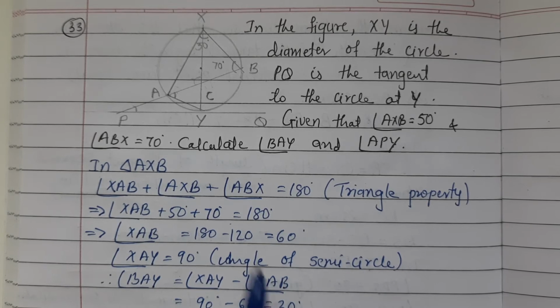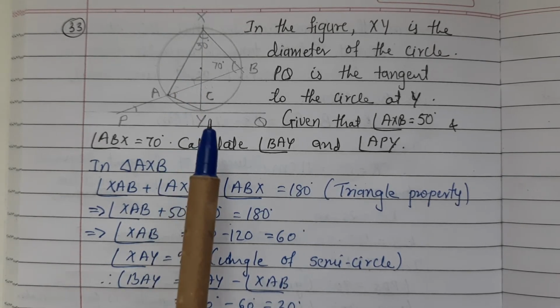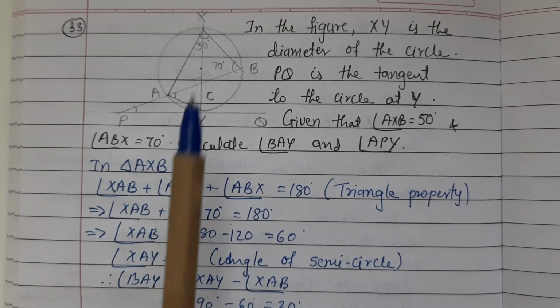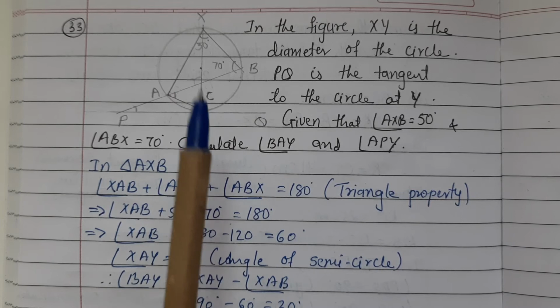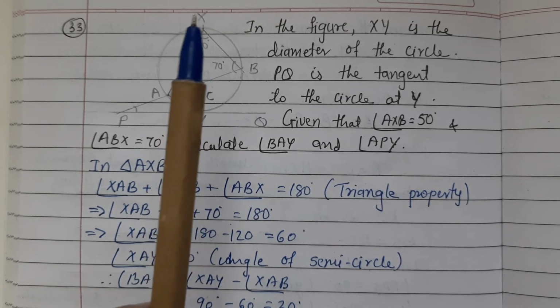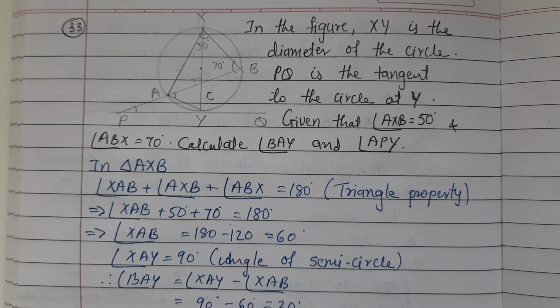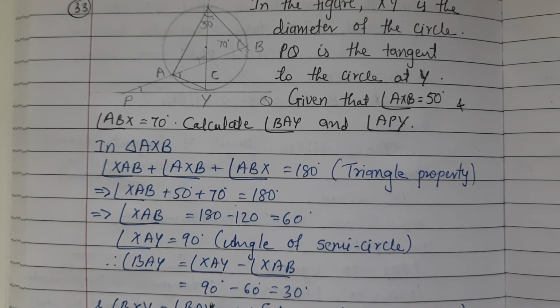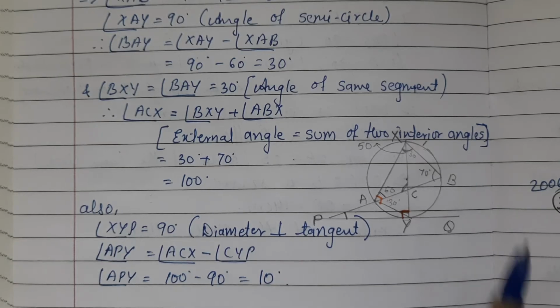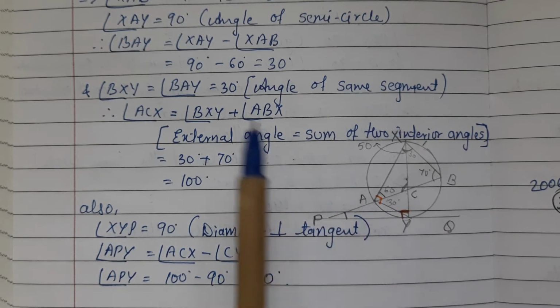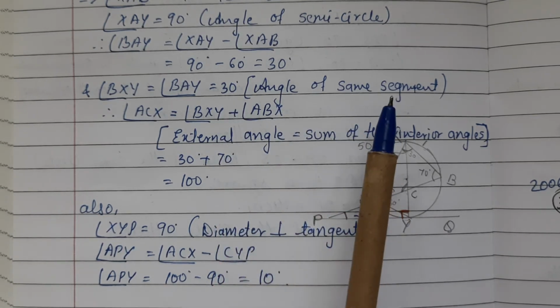Angle XAY is 90 degree, angle in a semicircle. Therefore, angle BAY is equal to angle XAY minus angle XAB, equal to 90 minus 60 equal to 30 degree. And angle BXY is equal to angle BAY equal to 30 degree, angle in the same segment.